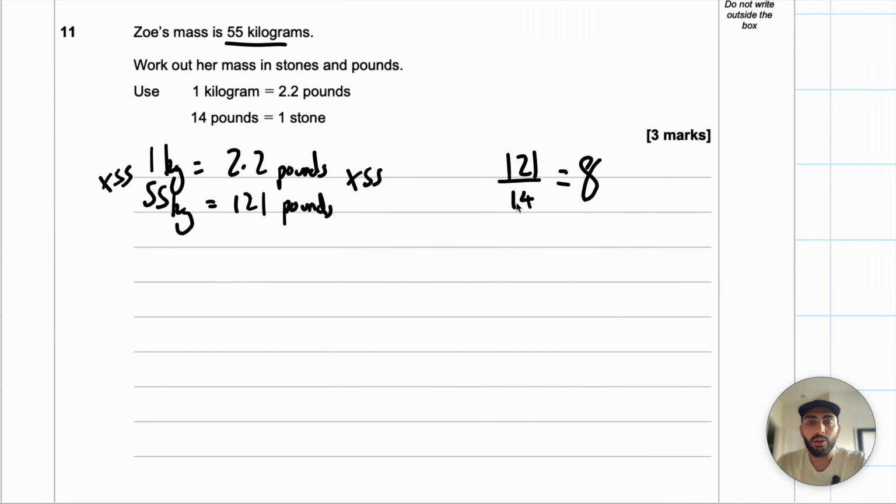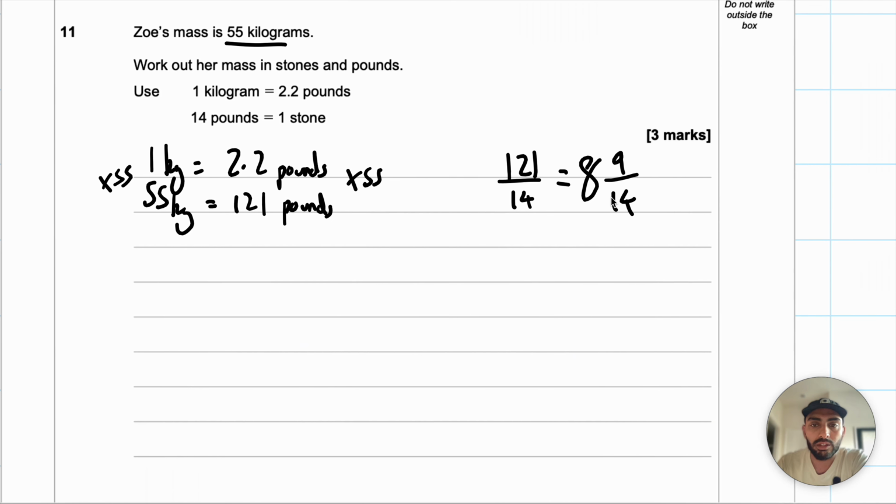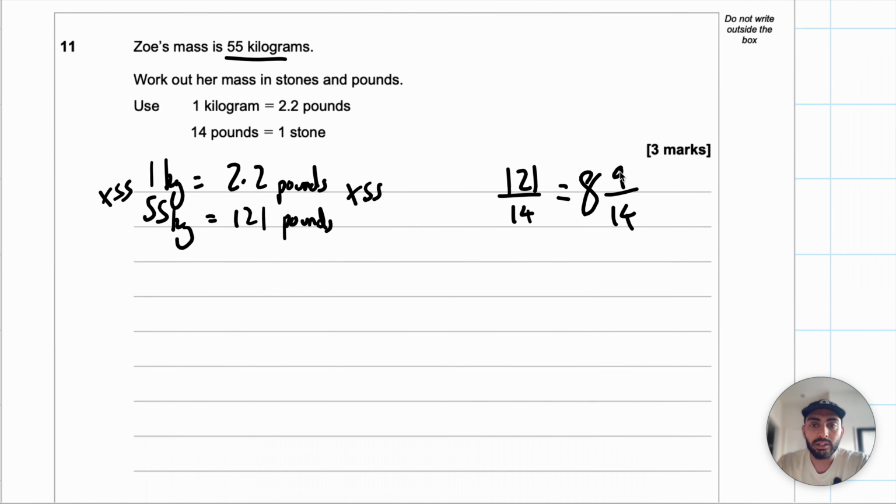So that's 8. We need to figure out how many are remaining. So I'm going to do 8 multiplied by that 14, which tells me that would be 112. So I have 9 remaining. 121 take away 112 is 9. So I've got 8 and 9 14ths. This is telling me I've got 8 stones and 9 pounds remaining.